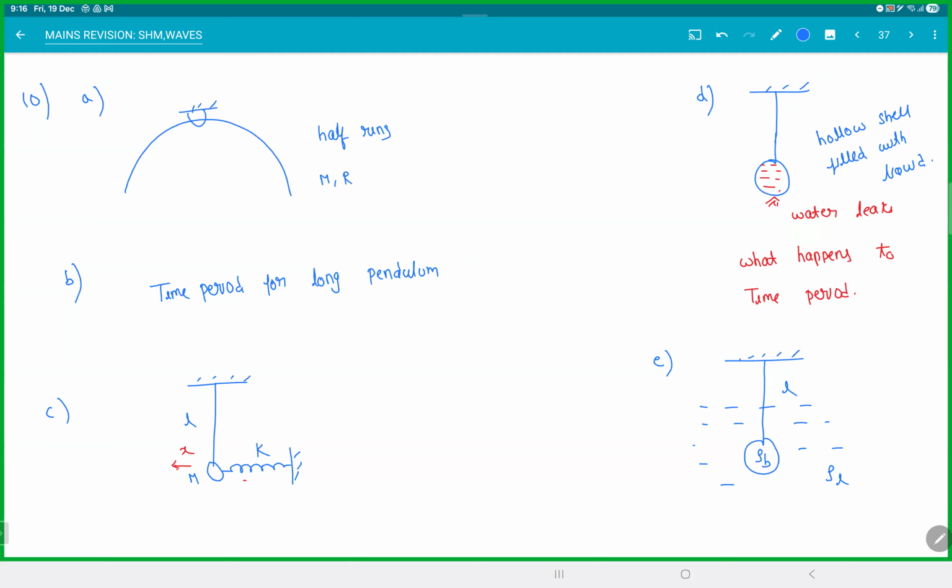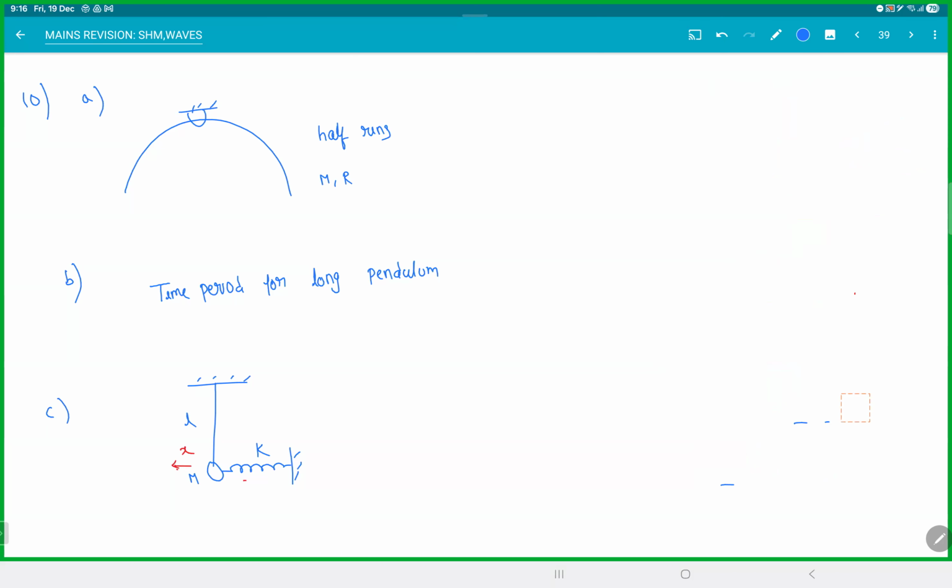Tenth one. First one is a physical pendulum, 2 pi root over I by mgd. So where is the center of mass? Somewhere here. This is the center. Let's call it O. This distance will be 2r by pi. Then this distance will be r minus 2r by pi. Let's call this thing A.